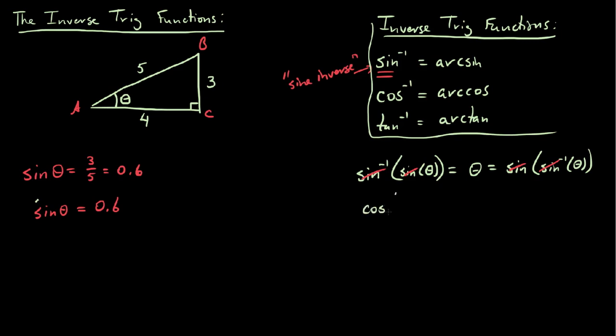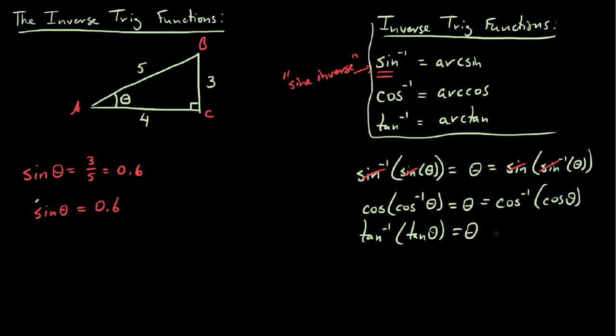So the cosine of cosine inverse of theta would just be theta, which is what we want. We want the angle, okay? Which is the same thing as saying cosine inverse of cosine of theta, and those cosines would cancel. And likewise, tangent inverse of tangent of theta is just theta because the tangents cancel out. That's the same thing as plain old tangent taken of its inverse, tangent inverse of theta.